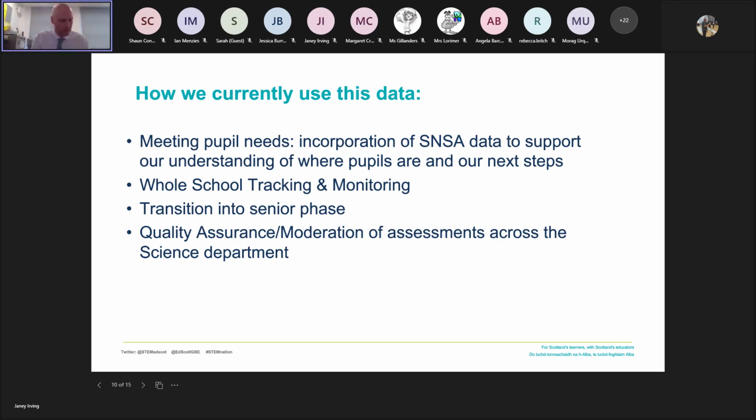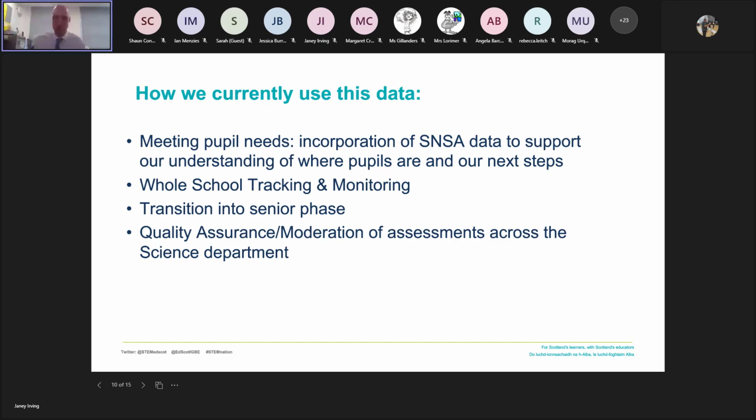To start off with, obviously the SNSA data comes from the P7 information, so it's really used as our base level when our S1 classes come in. We have this data at our fingertips, and it allows us to adjust our practice based on what we see. So if I take my class, for example, like most of us, I'm sure we have a wide spread of abilities, and we can see that in the SNSA data.